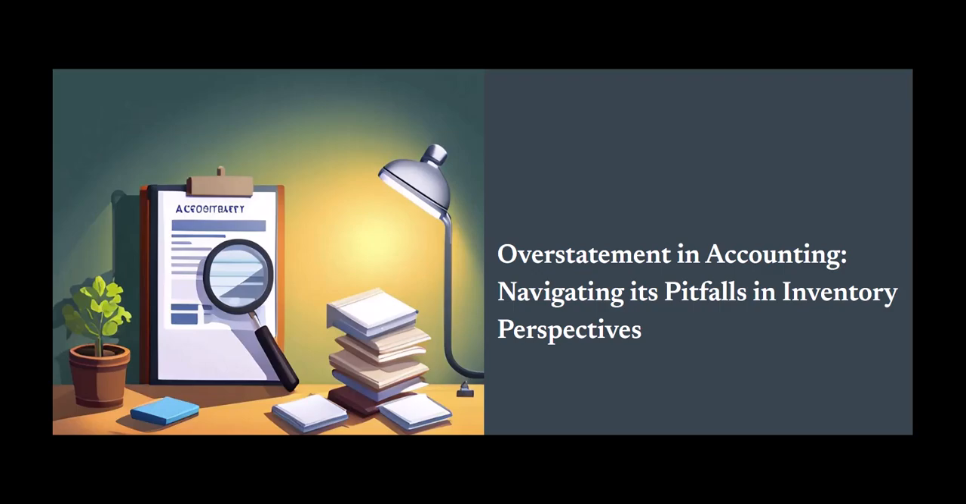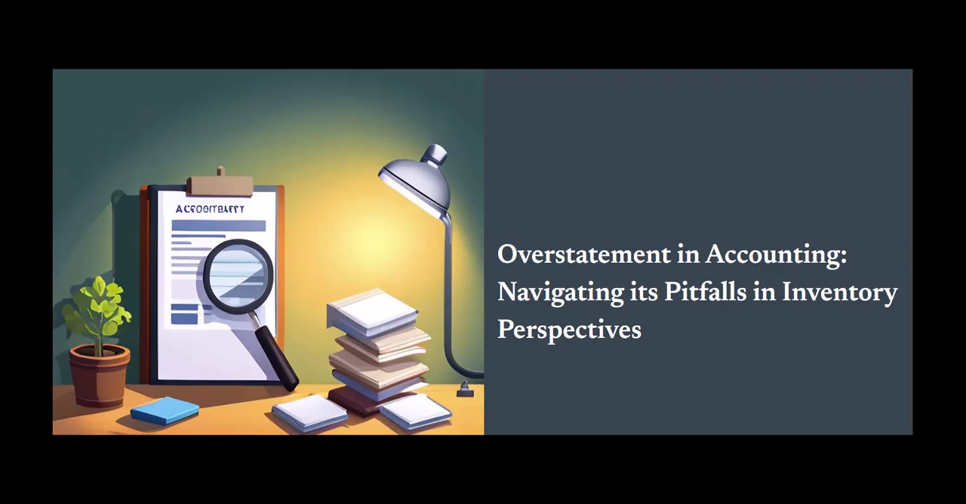Suddenly, the numbers you've been relying on to gauge your company's success are called into question. It's like finding a crack in the foundation of a building you thought was solid. How did it happen? And more importantly, how do you fix it? Let's break it down. Inventory overstatement refers to the misrepresentation of inventory values on financial statements. When you report higher inventory levels than what actually exists, you create a skewed perception of your company's financial health.